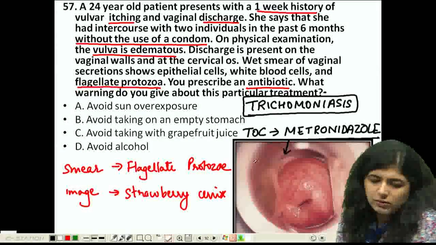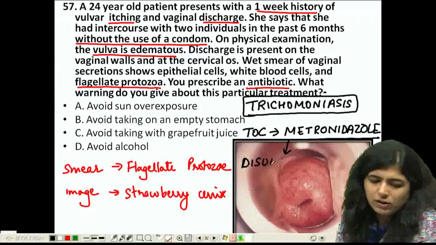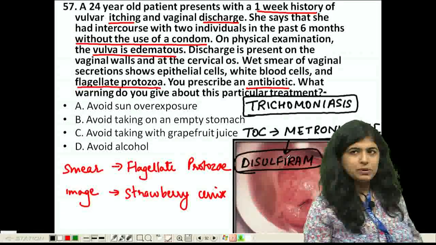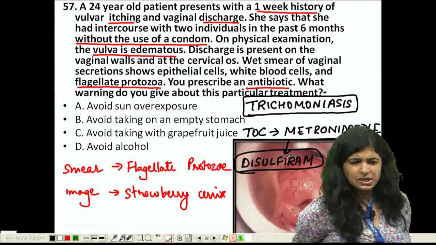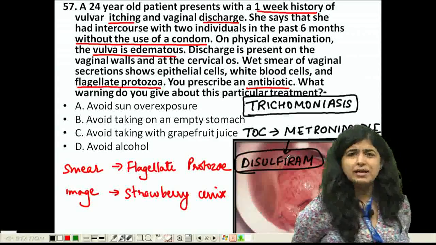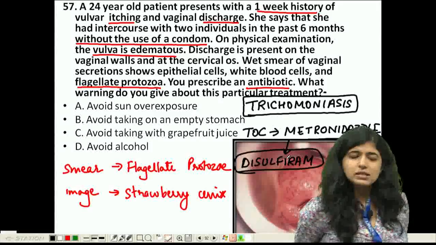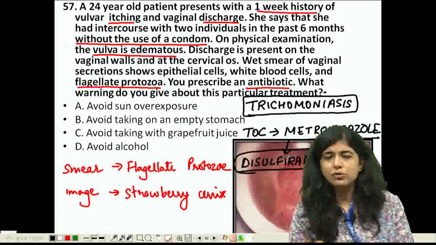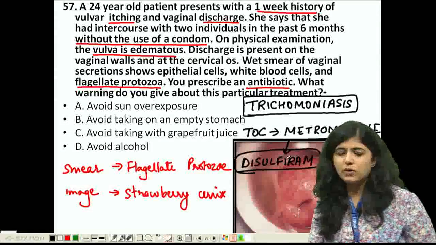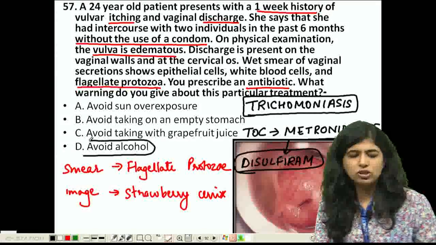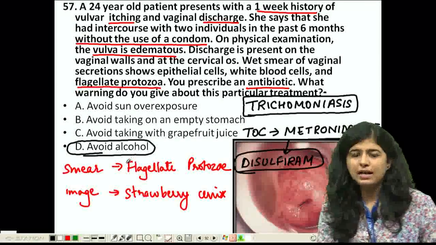What is the interaction with metronidazole that you need to be aware of? Disulfiram-like reaction. So a disulfiram reaction, when does that happen? A disulfiram-like reaction with metronidazole happens when the patient takes alcohol. So what do you have to tell the patient? When you give metronidazole, you have to tell the patient that he or she has to avoid alcohol.